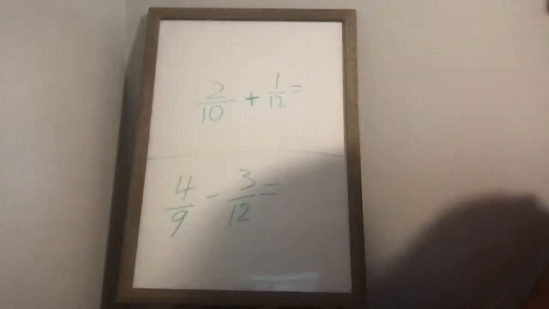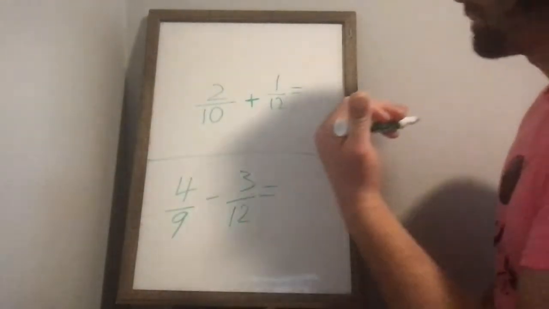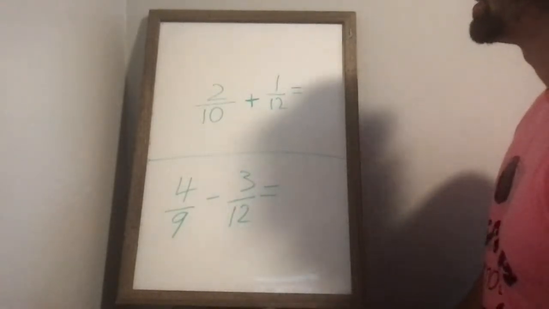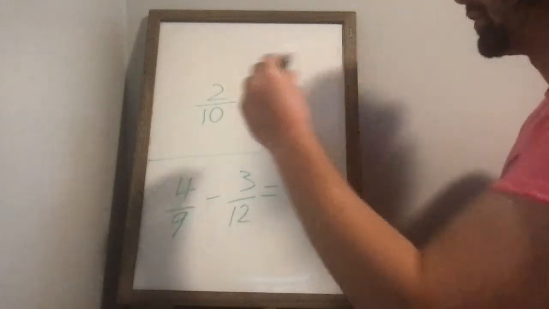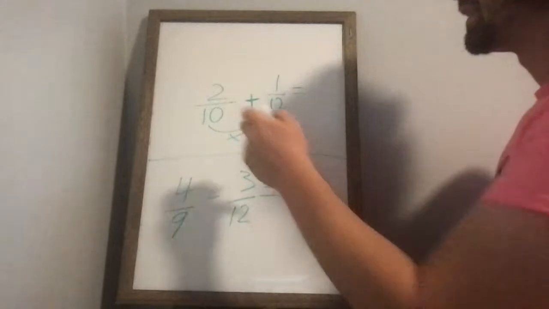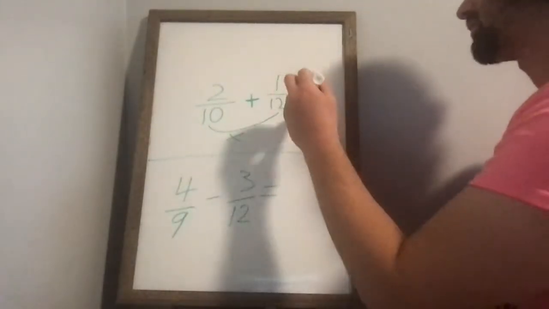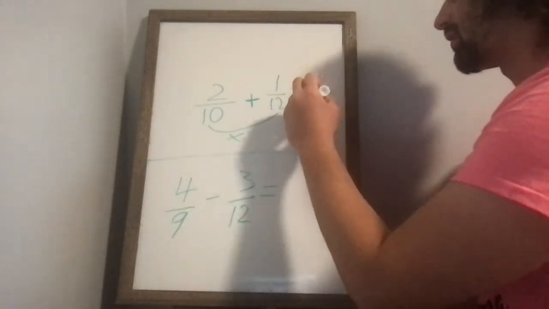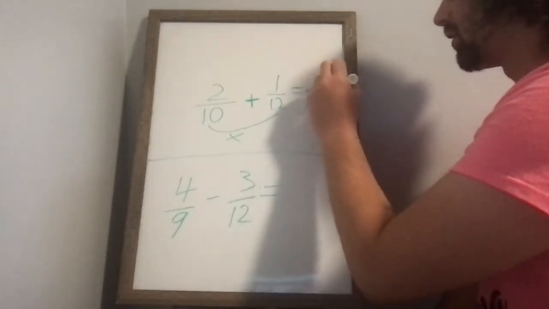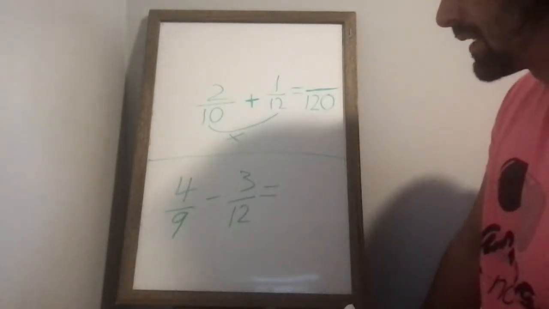All right, 2/10 plus 1/12. So the first step, whether we are adding or subtracting fractions with unlike denominators, is to find a common denominator. And we do that simply by multiplying the denominators. So we are going to multiply 10 times 12. 1 times 12 will be 12. 10 times 12, all you got to do is add a 0 to it. So we have our denominator now, 120ths.